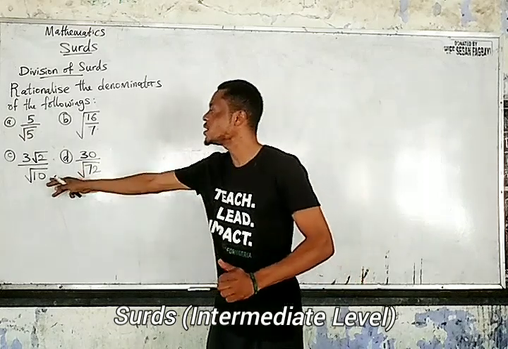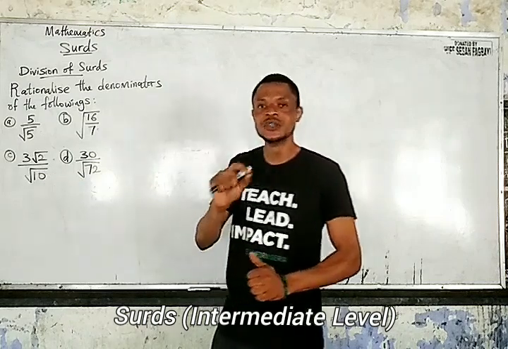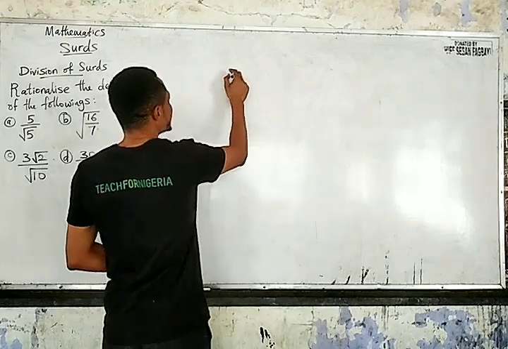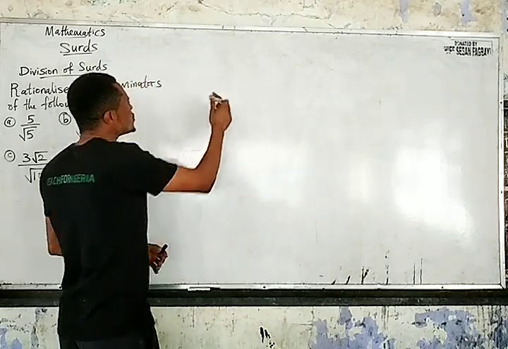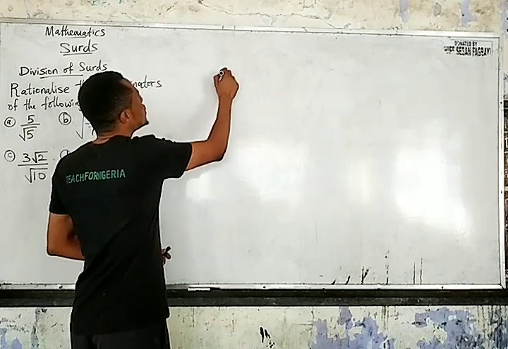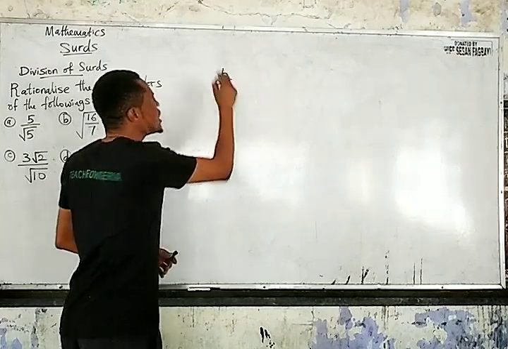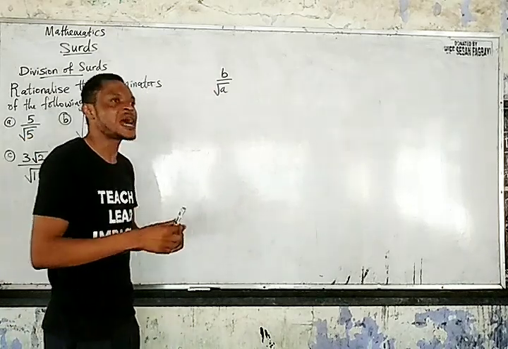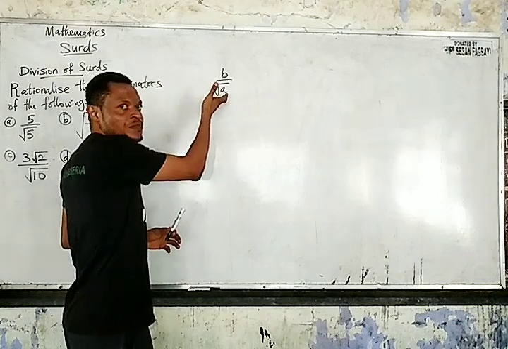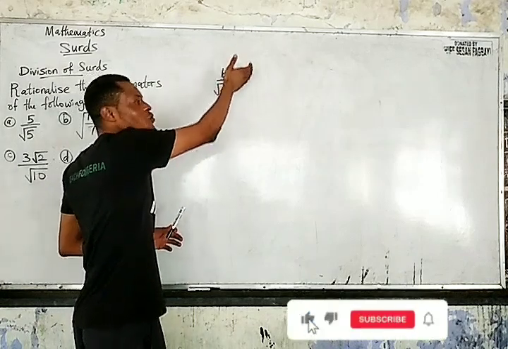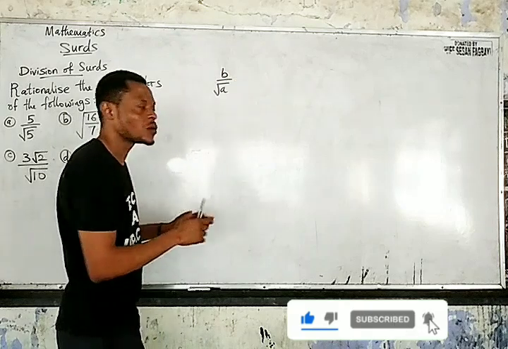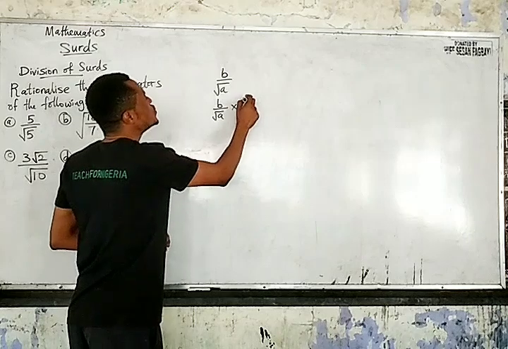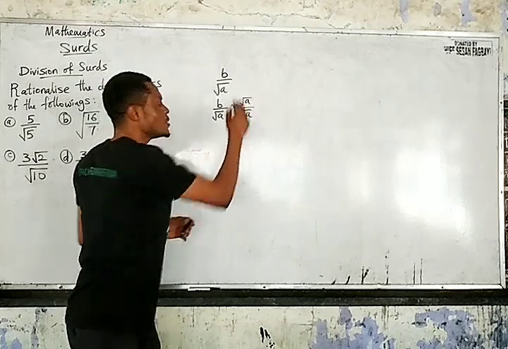Each time we have a denominator with root, we will definitely rationalize it. An example of such is when we have a question that results to b all over root a. We cannot leave our answer like this, but rather we rationalize it. And how do we rationalize this? The denominator, we use it to multiply the numerator and the denominator. Easy. We just have our b all over root a multiplied by root a all over root a.